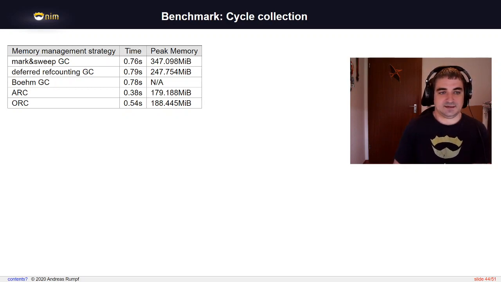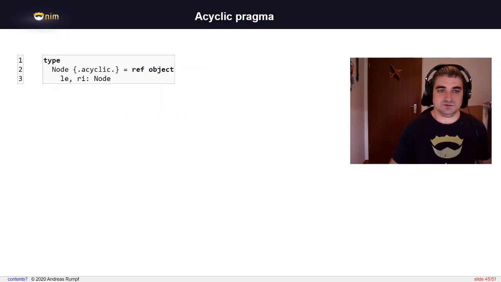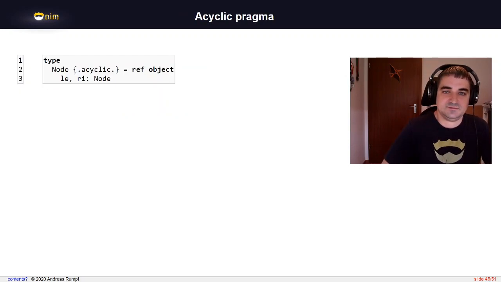So these cycle candidates and the tracing of these potential garbage cycles really do cost us runtime. And we really want a mechanism to help the memory system. So this is the acyclic pragma. It's in Nim version 1, except that the garbage collectors in Nim version 1 ignore this pragma. Now it's back, it's alive again, and you can use it to speed up your code.